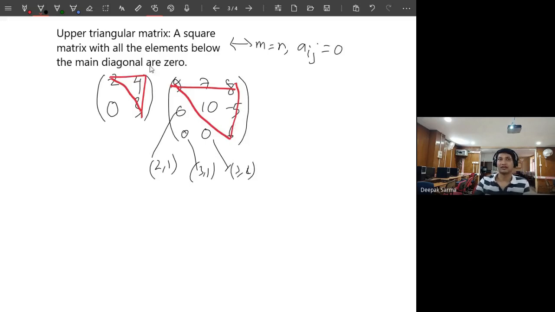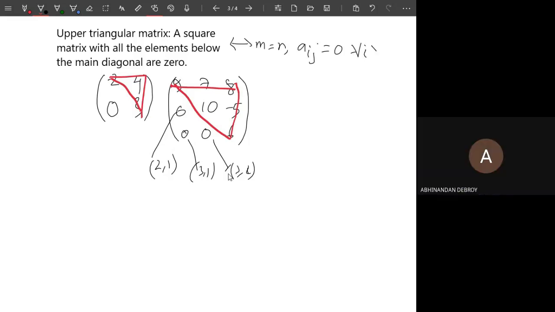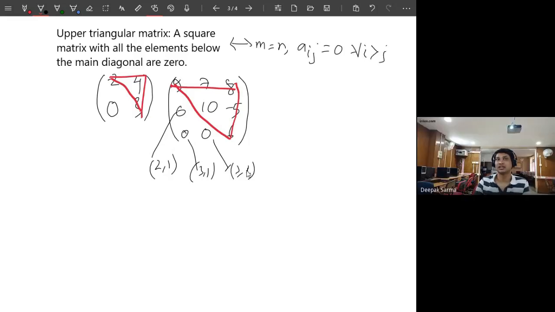For diagonal entries, i and j are the same: 1 1, 2 2, 3 3. For this entry it is 1 2. For upper entries, j is greater, but for the entries below the diagonal, i is greater than j. You can see all these entries, 2 1, 3 1, 3 2. So if i is greater than j, the entry should be 0. That is the restriction. Got it?